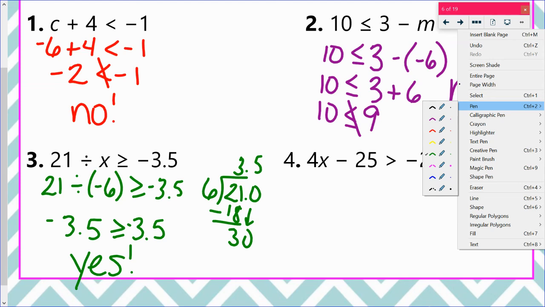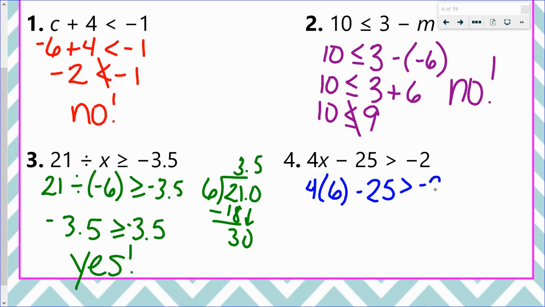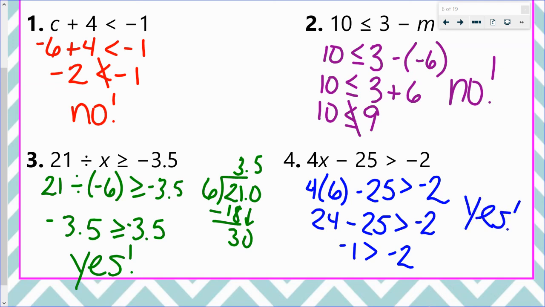Okay, so now let me do my last one. 4 times 6 is 24 minus 25 is greater than negative 2. 24 minus 25 is negative 1. And we want to think, is negative 1 greater than negative 2? And the answer is yes. Always remember with negatives, the smaller your number gets, it's actually bigger when it's in the negative. Good.